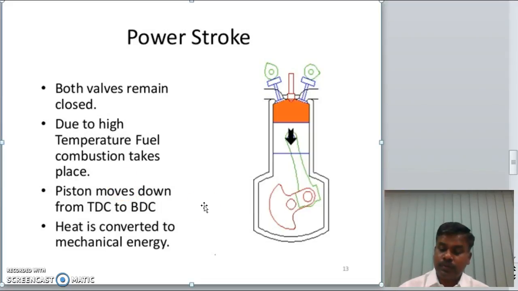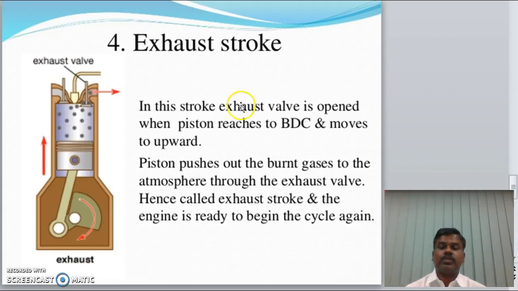Next, the last stroke is the exhaust stroke. As we know, after combustion you will have exhaust products: carbon dioxide, carbon monoxide, sulfur dioxide, nitrous oxide, and unburned hydrocarbons. All these will be present inside the cylinder and have to be pushed out. Now the exhaust valve opens and the piston moves from bottom dead center to top dead center, thereby pushing out the exhaust gas present inside the cylinder.